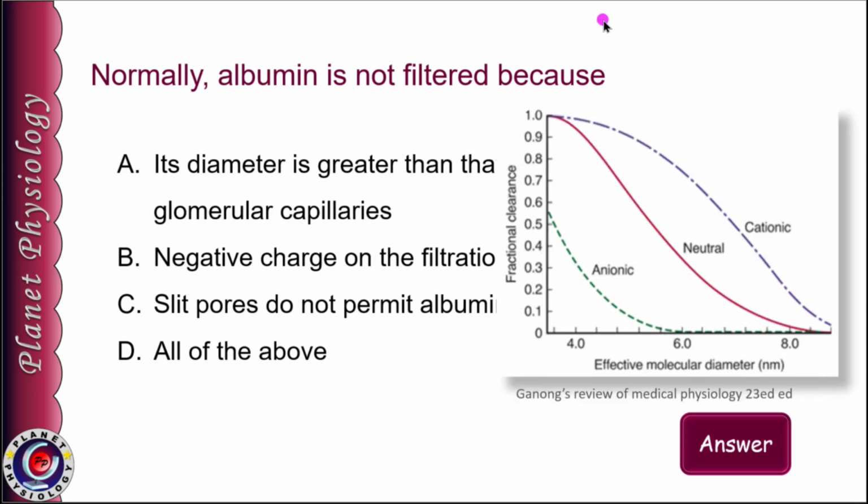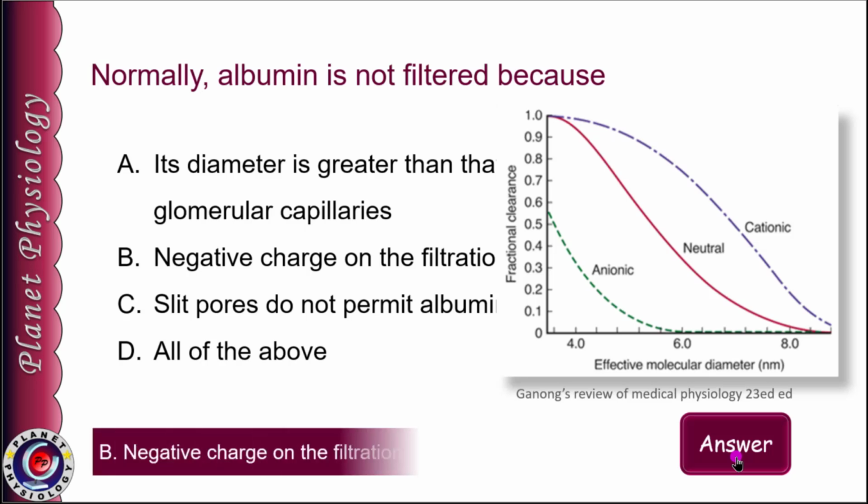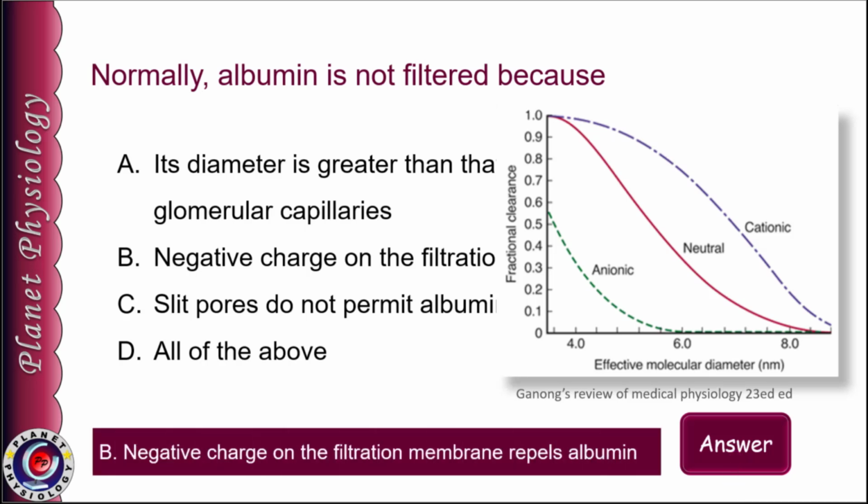Now, glomerular membrane is highly porous. It allows neutral substances up to 8 nanometer diameter to pass through. Diameter of albumin is 6 nanometer, which should easily cross the membrane. But negatively charged sialoproteins on the glomerular capillaries repel negatively charged albumin. Hence, despite its smaller size, albumin cannot be filtered, and hence the correct answer is option B. In case of acute glomerulonephritis, negative charge on the filtration membrane is lost, leading to albuminuria.